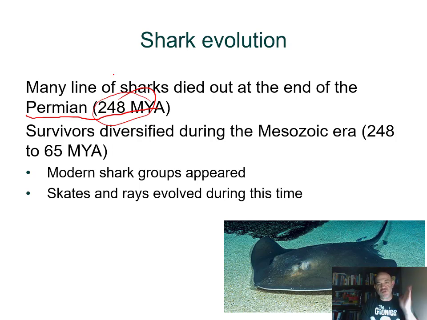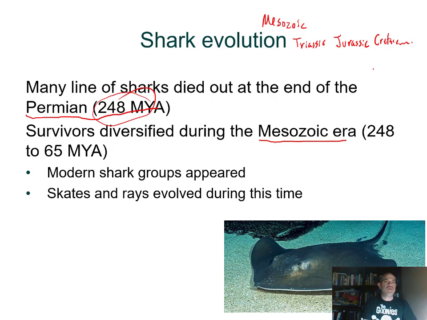Now, the sharks that did survive diversified in the Mesozoic era. The Mesozoic era is the age of the dinosaurs, and so this is when sharks are still out there in the ocean, and then your dinosaurs are up on land. In the Mesozoic, you might be familiar with the Triassic period. It's part of the Mesozoic. I know you've heard of Jurassic because of the movies, and so these are there. And then the Cretaceous is next. And at the end of the Cretaceous, which is 65 million years ago, the dinosaurs go extinct.